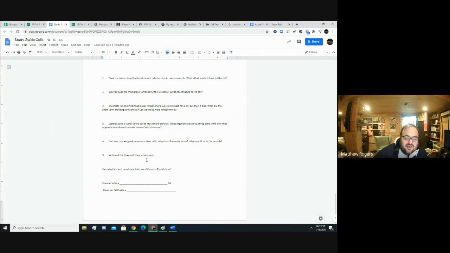Write out the 3 cell theory statements. We already did that. Saturated fats, unsaturated fats are different. Explain how. Saturated fats are solids at room temperature. They are from animals. They do not have any double bonds. They only have single bonds. Unsaturated fats have double bonds, so that means they have bends in their legs, if you want to say that. They're liquid at room temperature, and they're from plants. Coconut oil is from a plant, so this should be an unsaturated fat. Steak is from an animal, so it's a saturated fat.